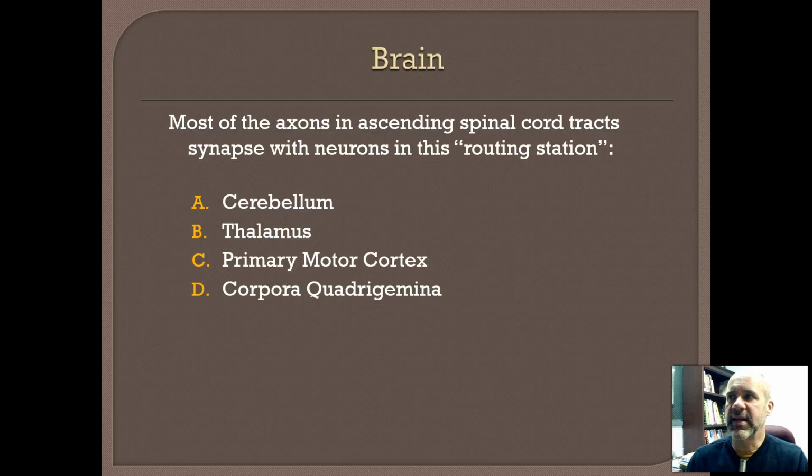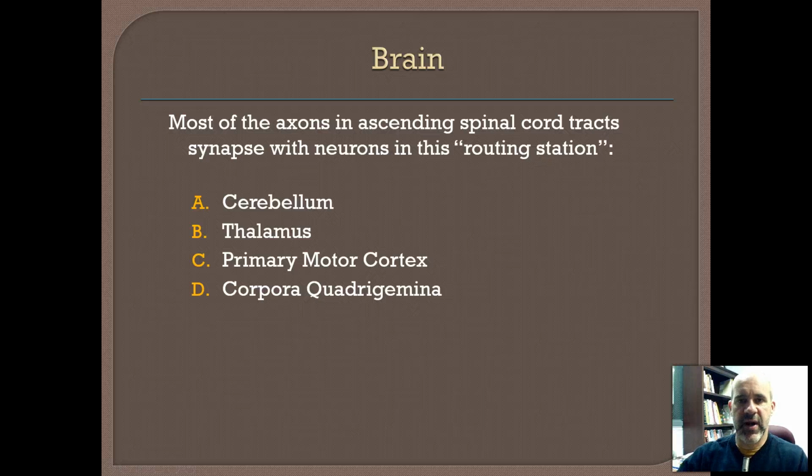Most of the axons in ascending spinal cord tracts, now again, your textbook has a lot of information on these ascending and descending tracts of the spinal cord, and use your study guide and the information we went over in the lecture to kind of guide you on that. If you know your anatomy, you can figure out what a lot of these tracts do and where they go just based on how they're named. Most of the axons in the ascending spinal cord tract synapse with neurons in this routing station.